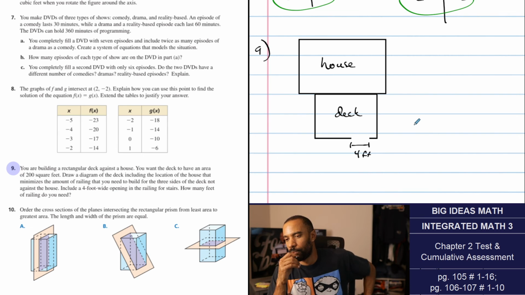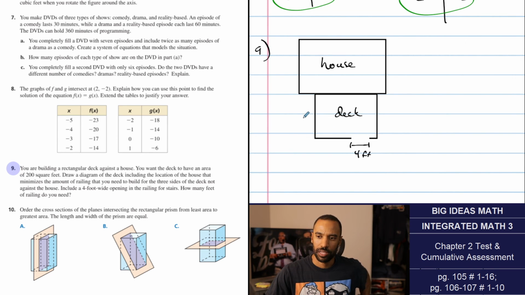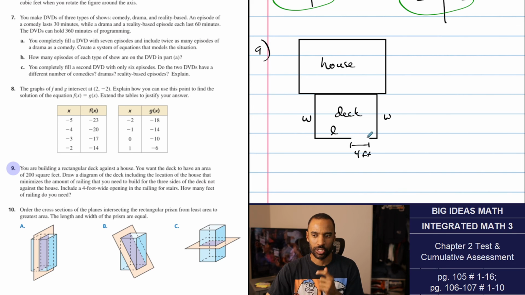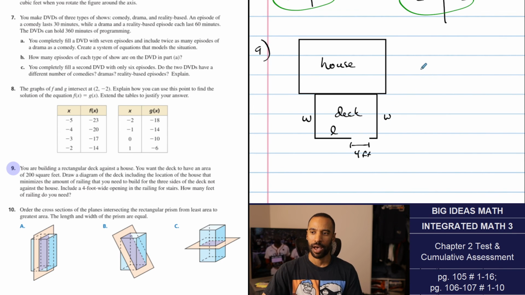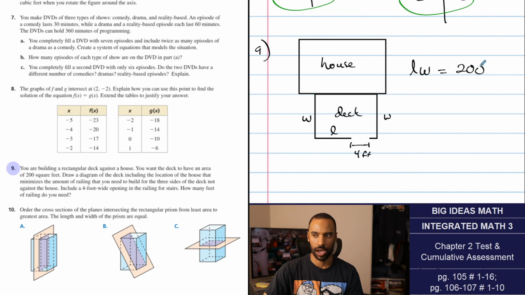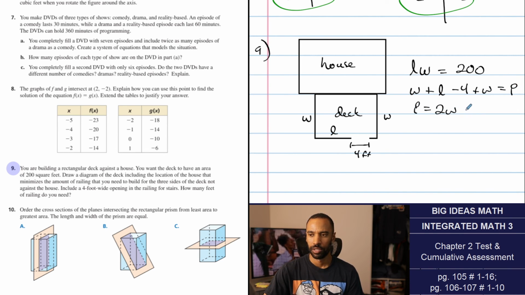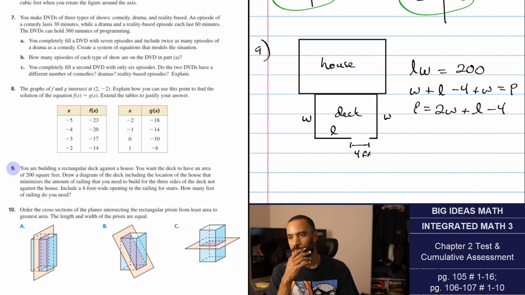Okay. So let's call these width and length. I can't guarantee which one's longer, which one's shorter. And technically you need an L minus 4 there. But I need my width times my length to be 200. And I want to minimize W plus L minus 4 plus W as perimeter. So perimeter is 2W plus L minus 4. I want to make that as small as possible.